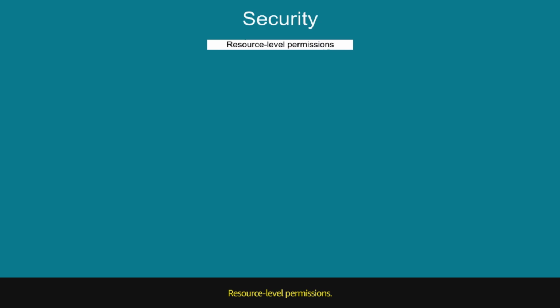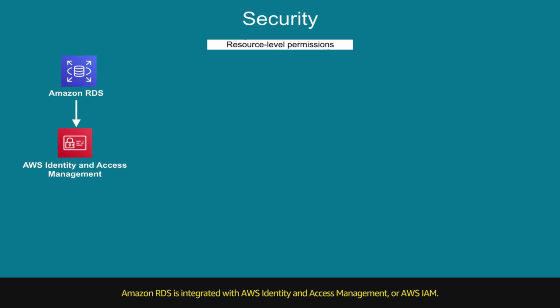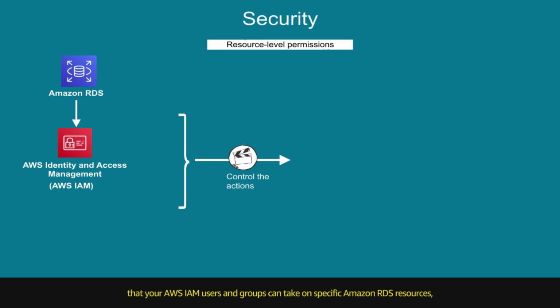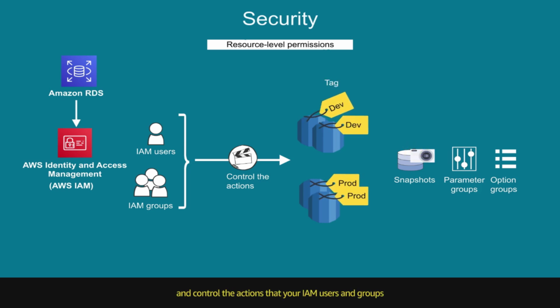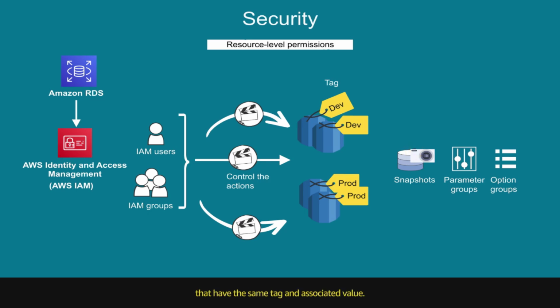Resource level permissions. Amazon RDS is integrated with AWS Identity and Access Management, AWS IAM. It provides you the ability to control the actions that your AWS IAM users and groups can take on specific Amazon RDS resources, from database instances through snapshots, parameter groups, and option groups. You can also tag your Amazon RDS resources and control the actions that your IAM users and groups can take on groups of resources that have the same tag and associated value.